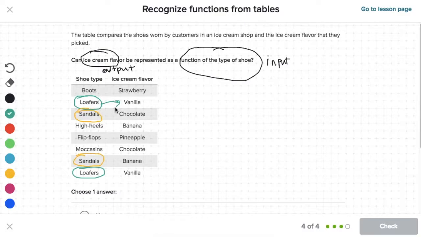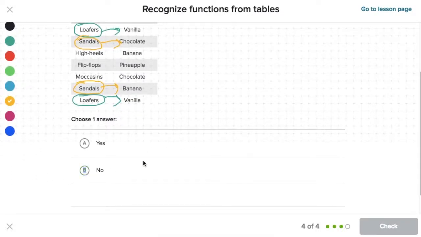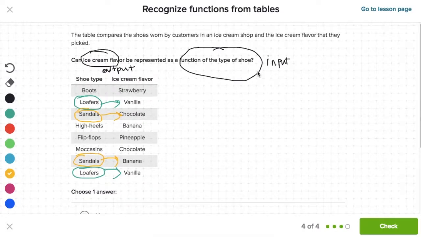Loafers map to vanilla both times. However, sandals map to chocolate and banana, and that does not make sense to us. So that is not a function. So hopefully you get the idea here. Pay close attention to the order of things, because this bold sentence here tells you when you see that phrase, a function of something, that something there is your input, and whatever else you have is your output.